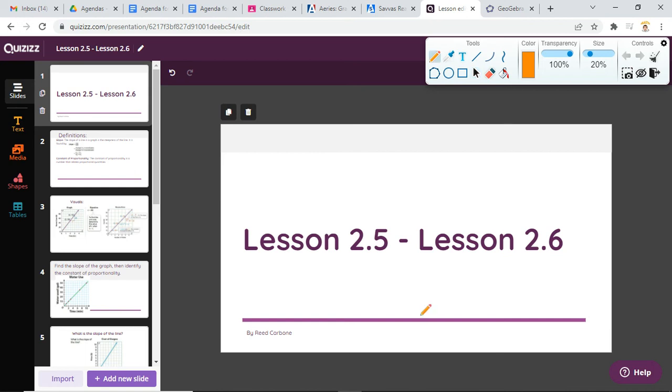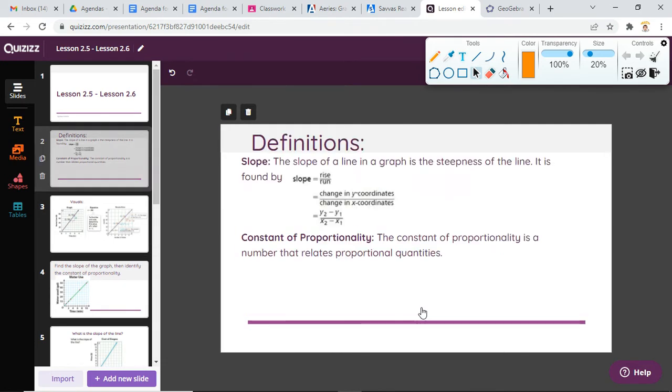Hello class, today we're going to be going over lesson 2.5 and 2.6 where we will connect slope and the constant of proportionality. So the way we can find the slope is by using the two equations. Either slope is equal to rise over run, or we can use the equation y2 minus y1 over x2 minus x1.